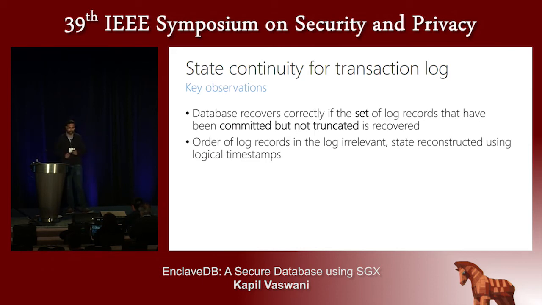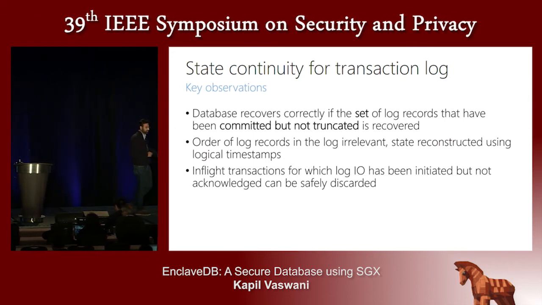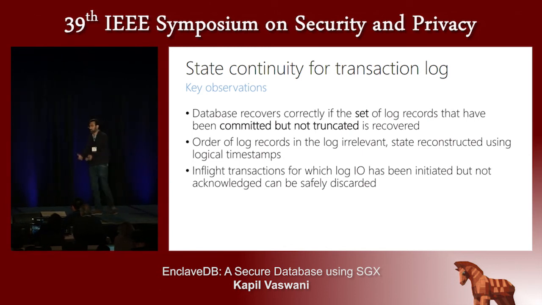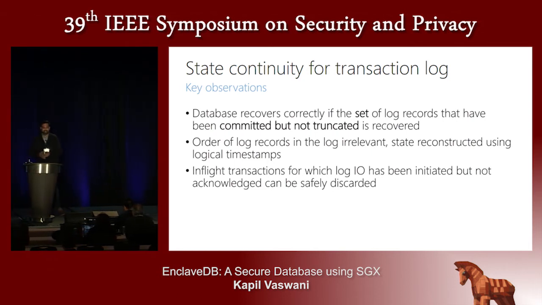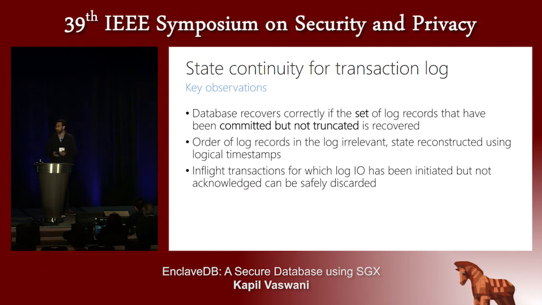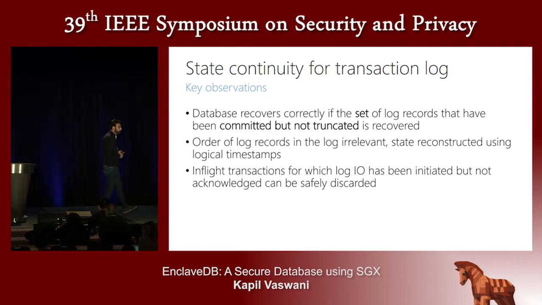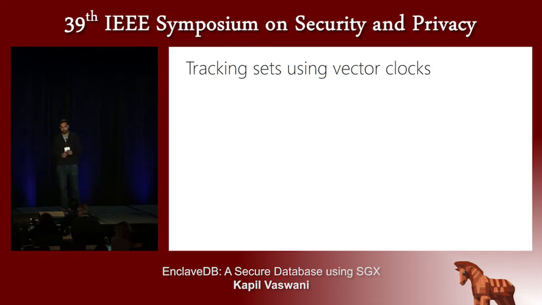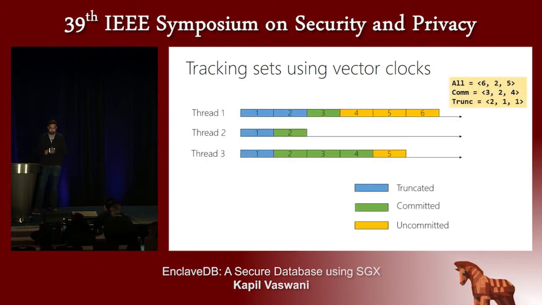And the second observation is that any transactions that are in flight when a failure occurred, for example, transactions for which log IO has been initiated, but the host hasn't acknowledged that the transactions have been written to disk, it's OK to discard those transactions from the log, because we haven't notified the users that these transactions have committed anyway. So based on these key observations, we have a new protocol that ensures the integrity of the log. And this is based on tracking sets of log records using vector clocks. So let me quickly describe this protocol.